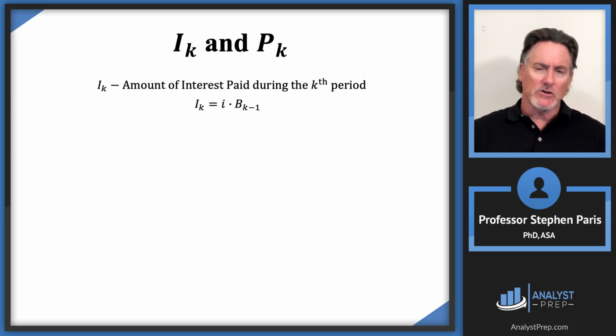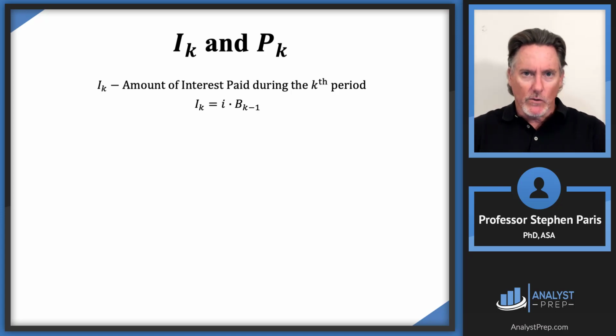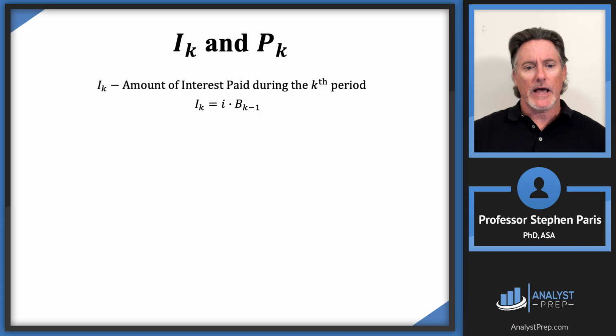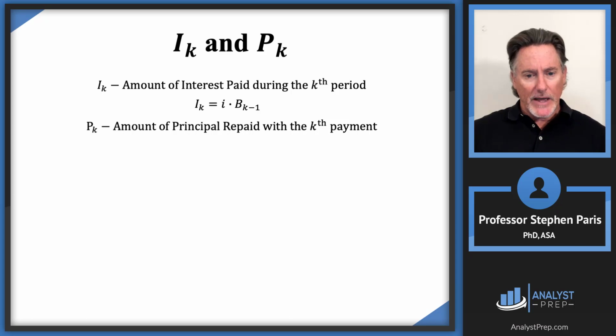That goes back to Module 1 stuff. We were doing this sort of stuff in Module 1. The amount of interest at time 25, I look at the balance at time 24, and then I multiply that by the periodic effective interest rate. Okay, so that's how we calculate the amount of interest at time k. And then the amount of principal being repaid with the kth payment, cap P sub k, was the value that we used to represent that amount.